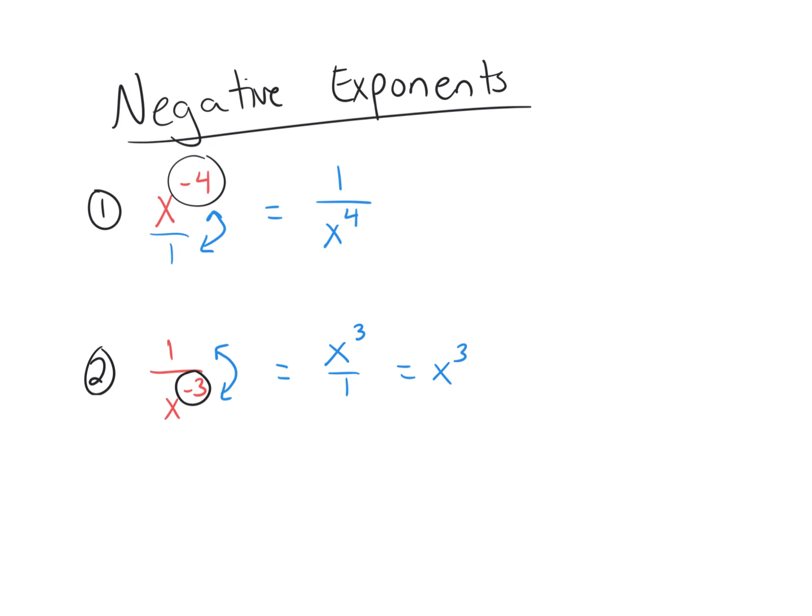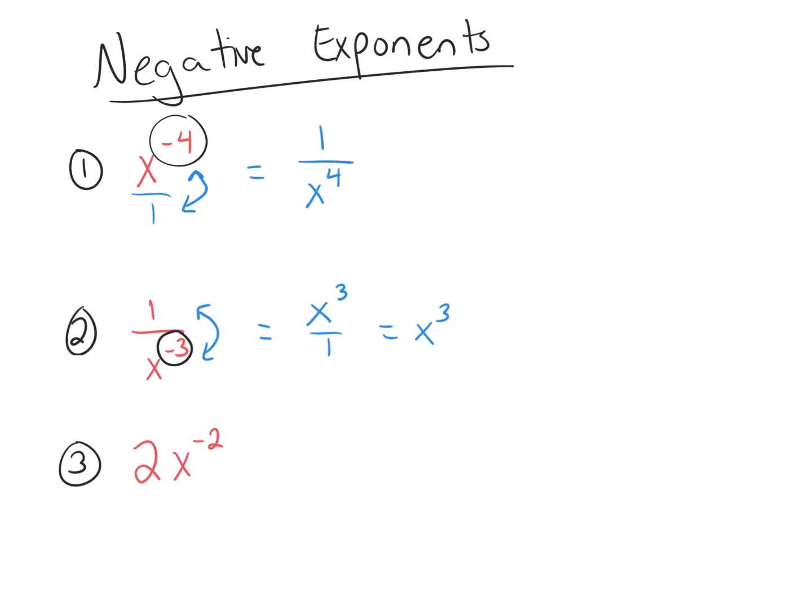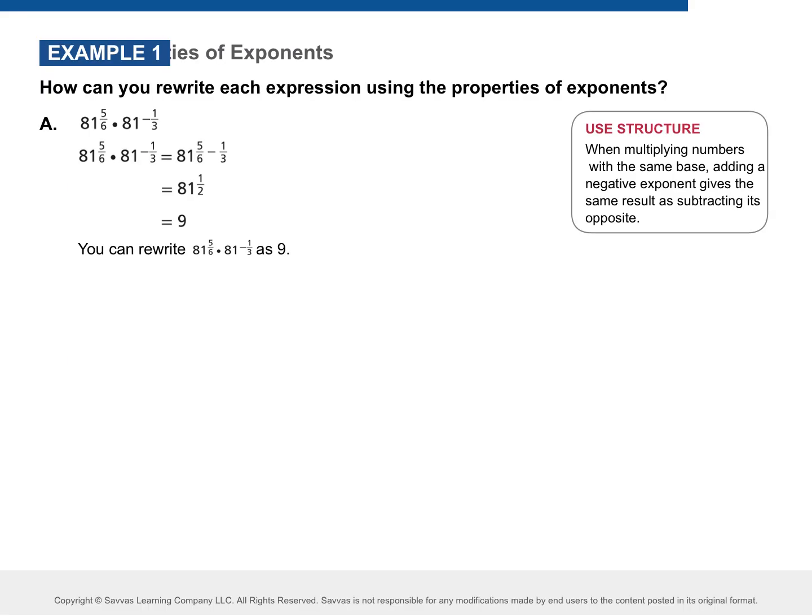One more I want to talk about. What if I had a variable with it? Let's say not a variable, sorry, a coefficient. If I had 2x to the negative 2nd, what happens to the 2? 2 is going to stay on the top. What happens to the x to the negative 2? Goes on the bottom as what? x squared. Yep. So the only thing that's moving is the part with the negative exponent. Okay. Quotients.